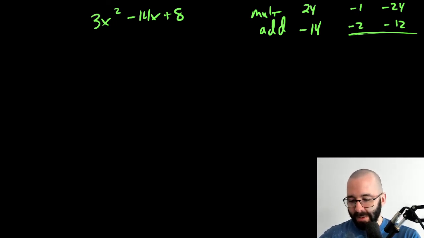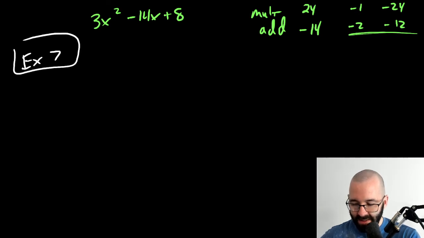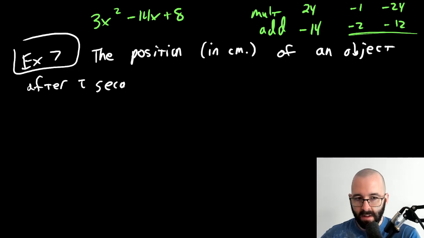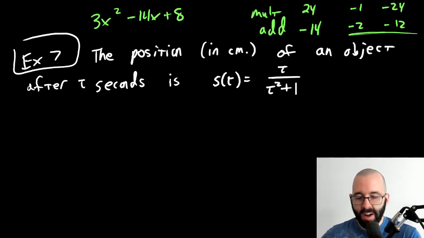Let's do one more example. The position of an object in centimeters after t seconds is given by S of t equals t over t squared plus 1. I hope y'all noticed that that one factored and you were like, Jason, come on, it's -2 and -12. All right. This is our position function. And the question is, what is the initial velocity?